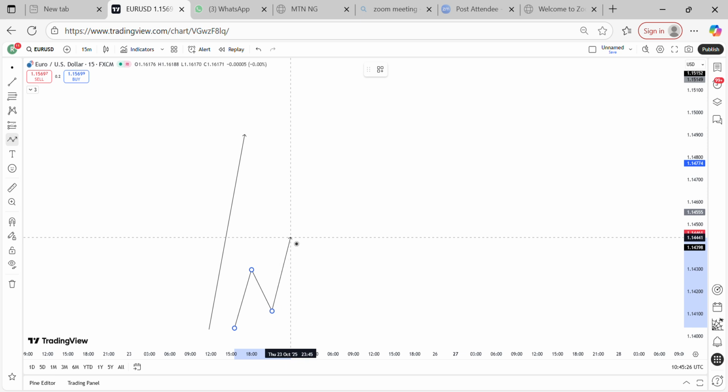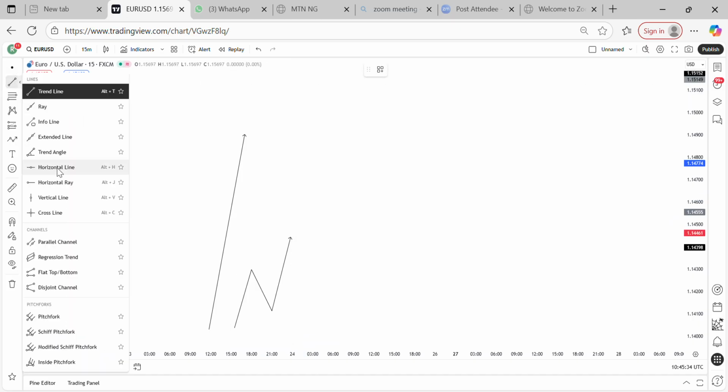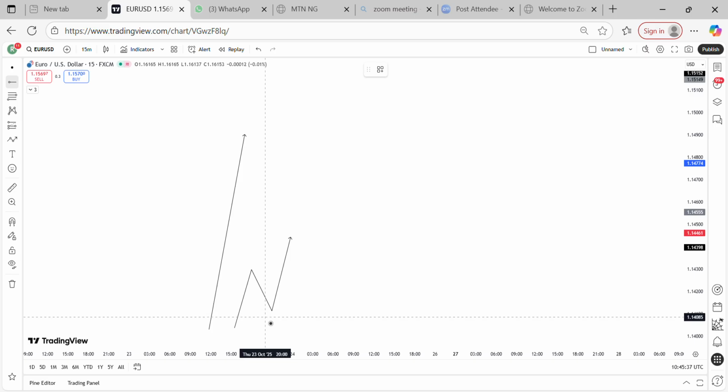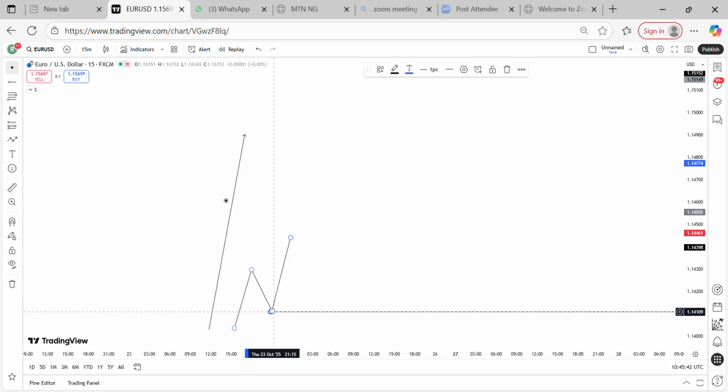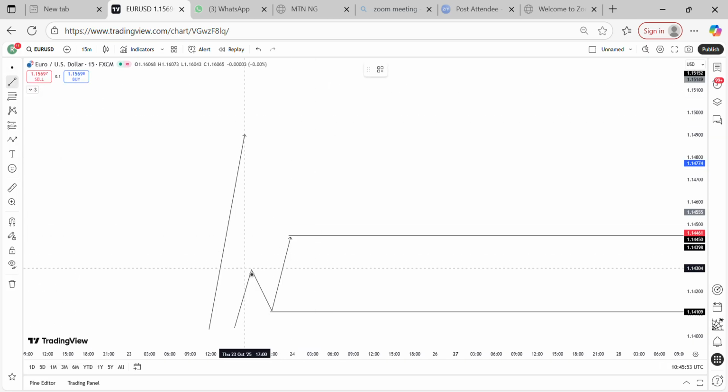Now when you get something like this in your 15 minutes time frame, what do you do? You first of all mark your low, and then you mark your new high. Then you mark your break of structure. Then you take your Fibonacci retracement tool and check it from here to this point.